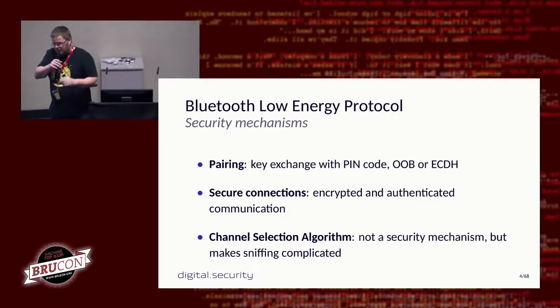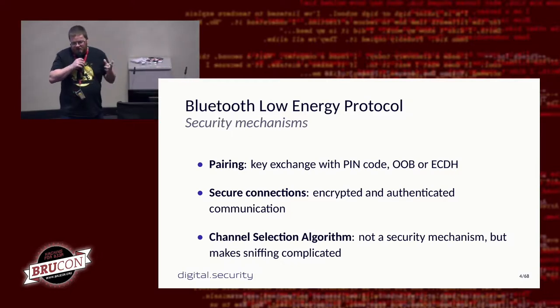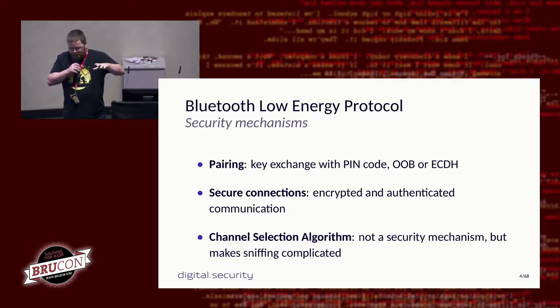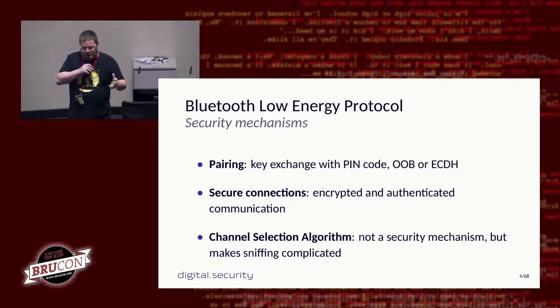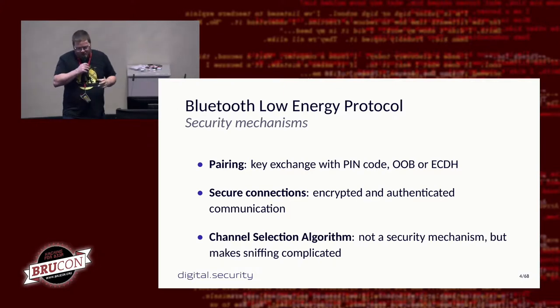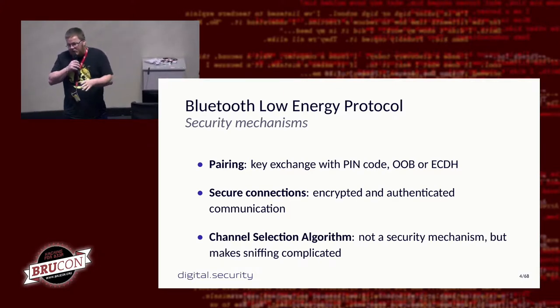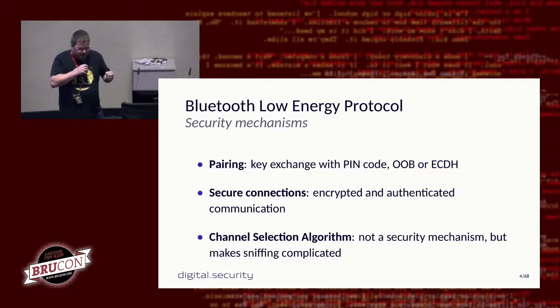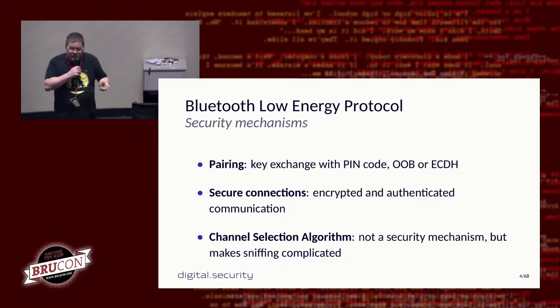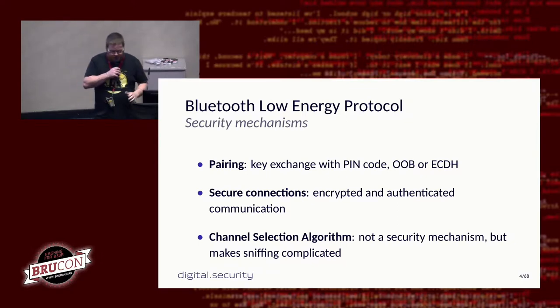The last mechanism, well, in fact, it's not really a security mechanism. It's something that was introduced in BLE5 to improve what's called coexistence. As many of you may know, the 2.4 gigahertz frequencies are used by a lot of devices and protocols, so it's sometimes difficult to make many devices coexist at the same time on them. This channel selection algorithm is not a security mechanism, but a feature introduced in BLE5 to perform channel hopping, which makes sniffing complicated. It was introduced to make the protocol more reliable, but from a security perspective, it's also more difficult to tap into an existing connection.